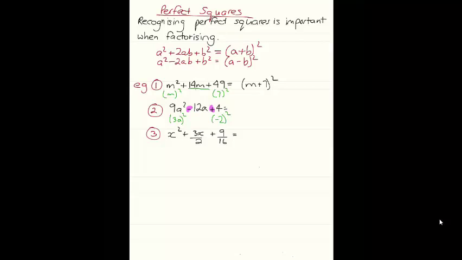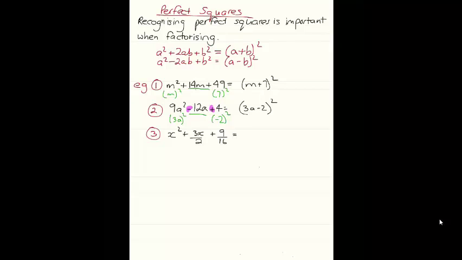Then check your middle term. If you multiply the first and the last, 3a times negative 2, you get negative 6a. Double it, negative 12a, which is what we've got here. So therefore, this factorises to (3a minus 2) all squared.